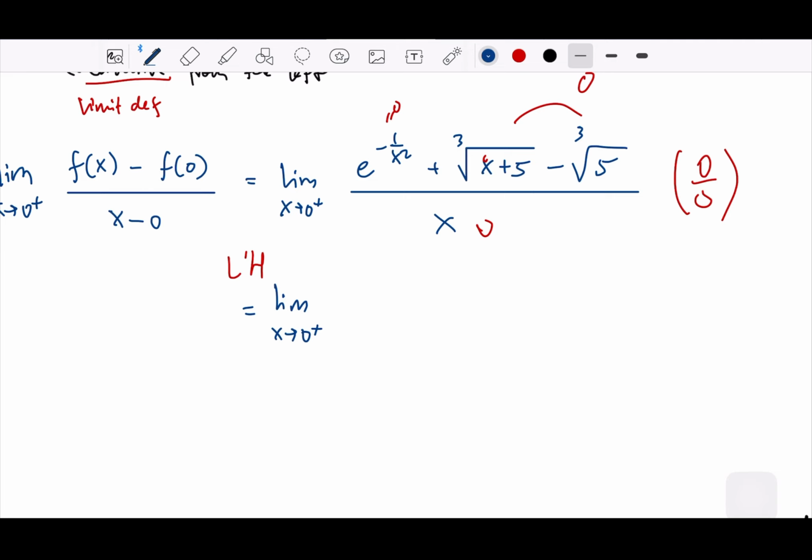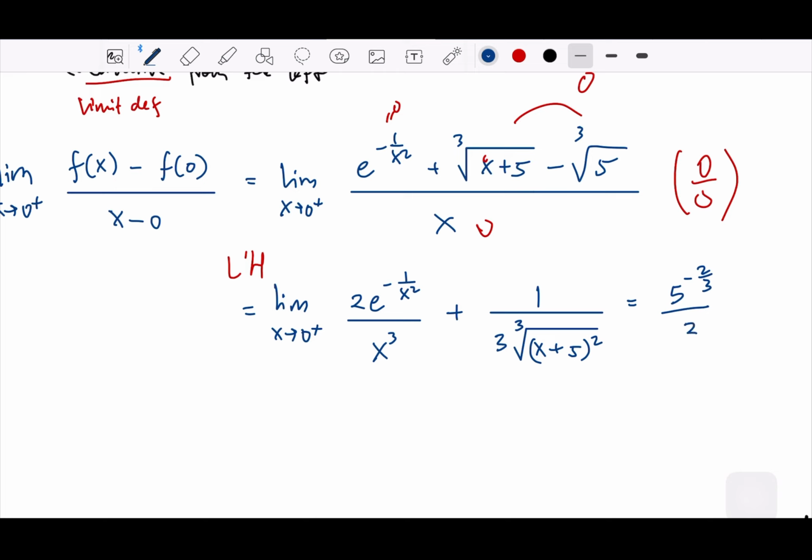So we differentiate the top one. This will be 2 e to the negative 1 over x squared over x cubed plus 1 over 3 times the cubic root of x plus 5, squared. Okay. And the other constant is 0. I think this is the result. And then we plug in 0, and we find out that this will be 5 to the negative 2 over 3, over 3. Only this, right? Because this one is becoming 0.